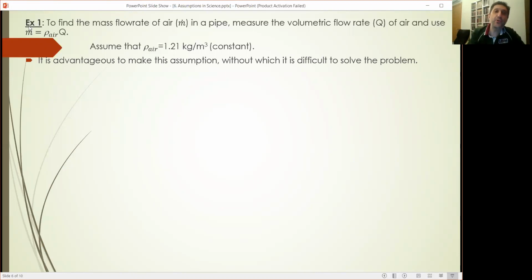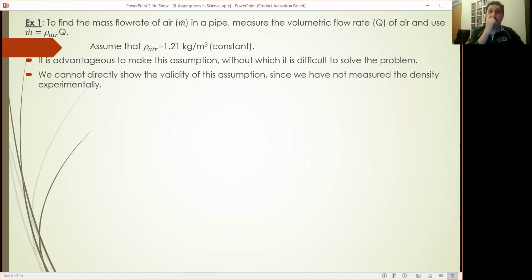Because let's say that I'm going to need this mass flow rate for making an energy balance. So I need a mass flow rate value, so I need that density of air value. So it is advantageous to make this assumption, because otherwise it's difficult to solve the problem. So that assumption is required. Since I haven't measured the density of air, I have to come up with some value. Let's say I haven't measured the temperature or the pressure, so I need a reasonable value. So again, that is why we need an assumption.